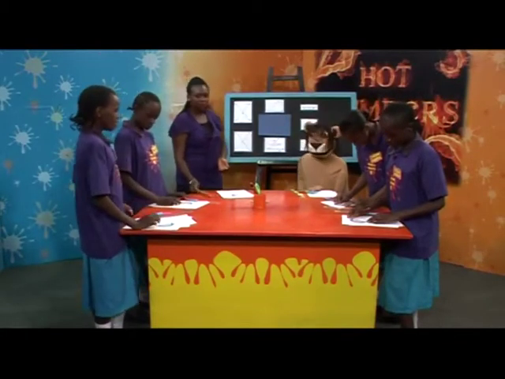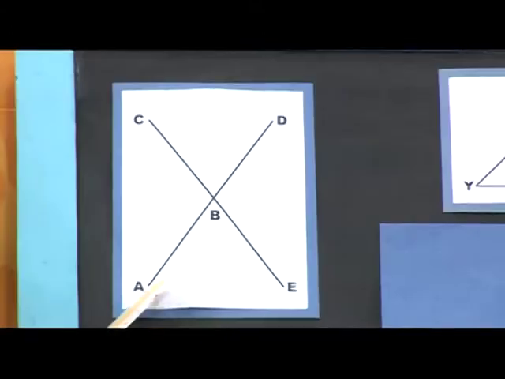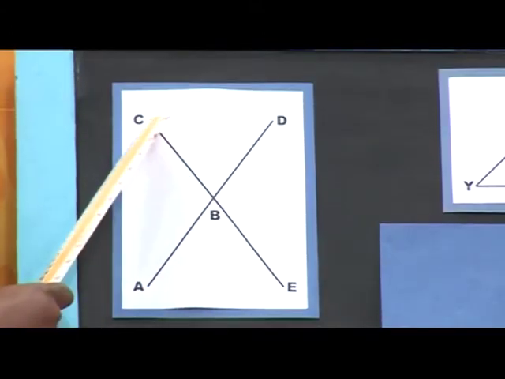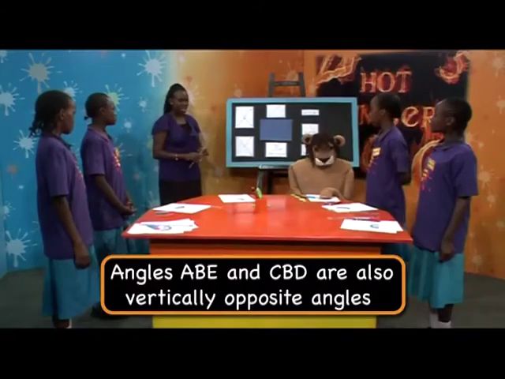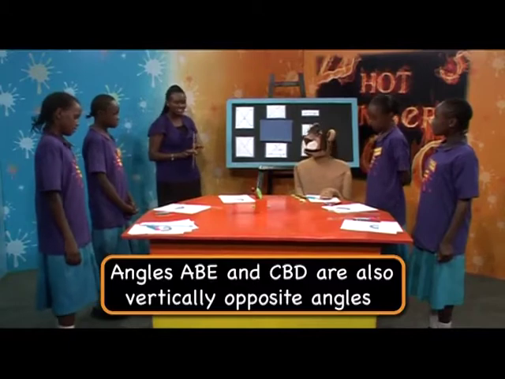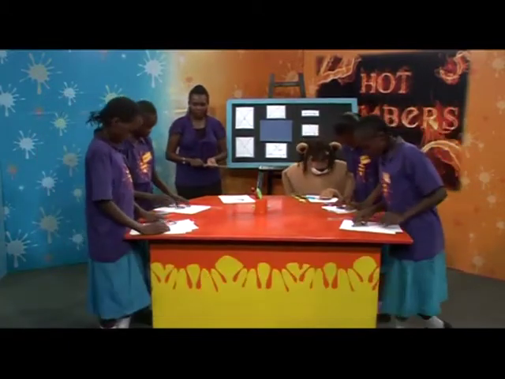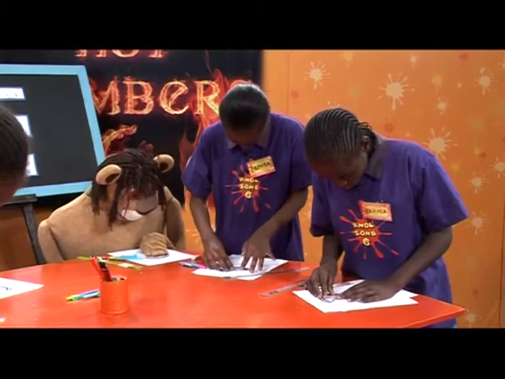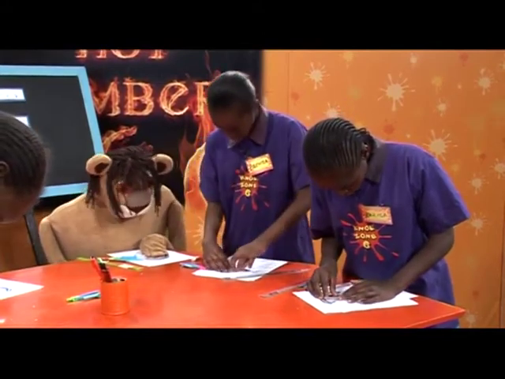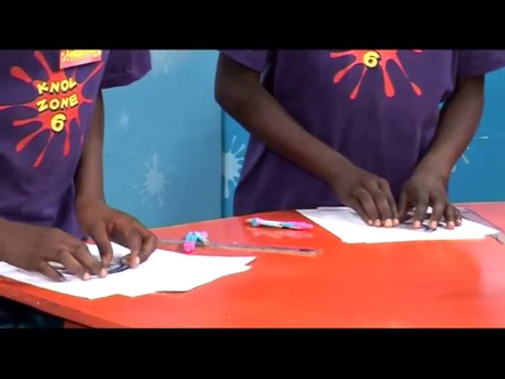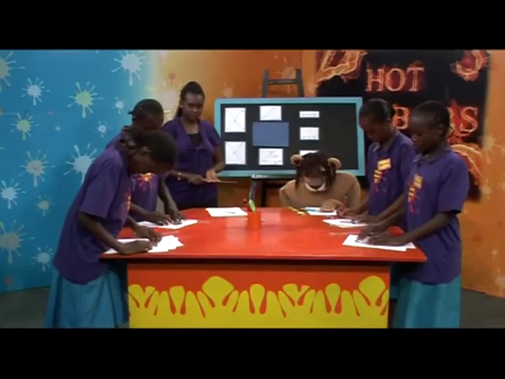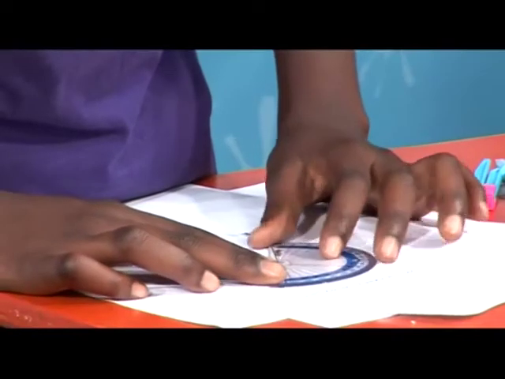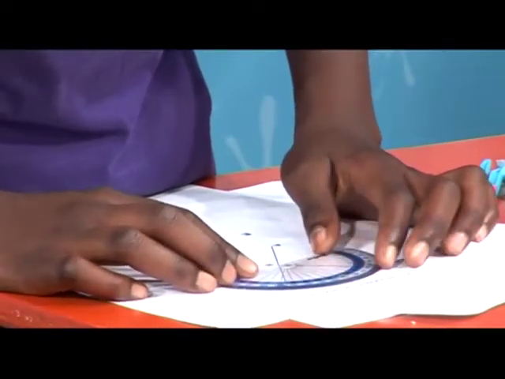Okay, now we also have angles ABE and CBD, which are vertically opposite angles. Now measure them as well and write down their measurements. Now, can somebody tell me what you notice about the angles?